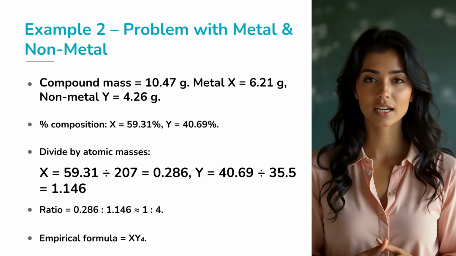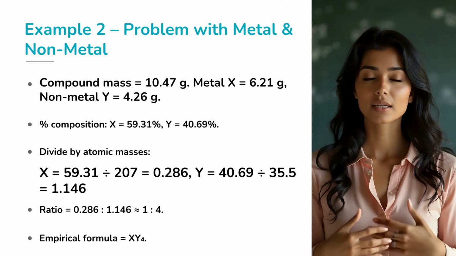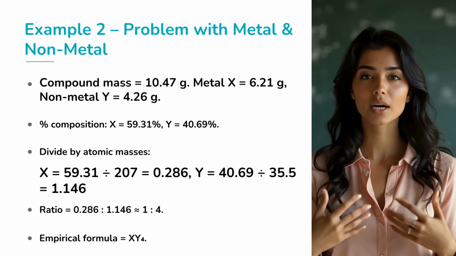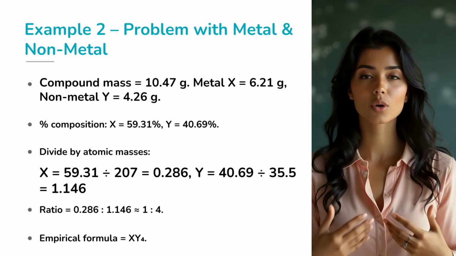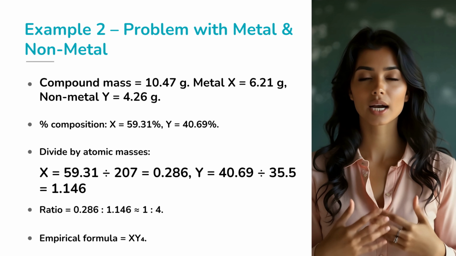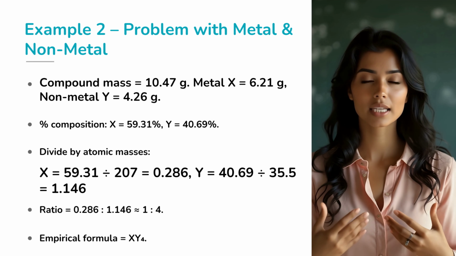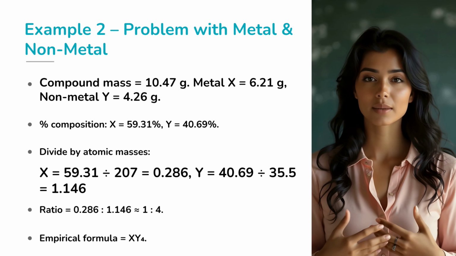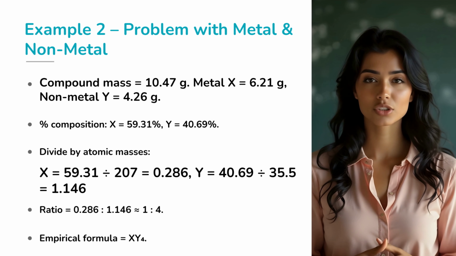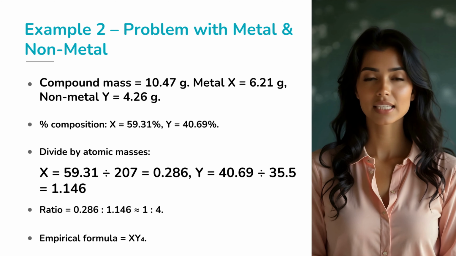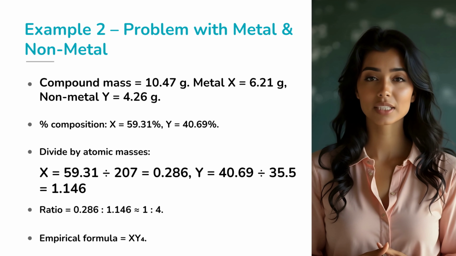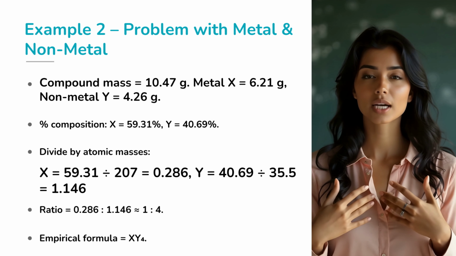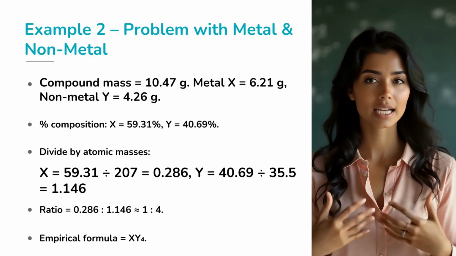Now divide by atomic masses. For X, 59.31 divided by 207 gives 0.286. For Y, 40.69 divided by 35.5 gives 1.146. Ratio time. Divide both by 0.286 and the ratio is X1 to Y4. That means the empirical formula is XY4, a neat little salt-like structure.